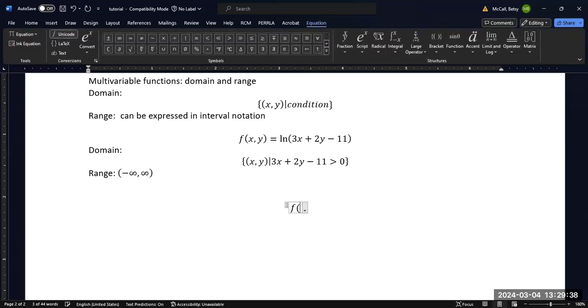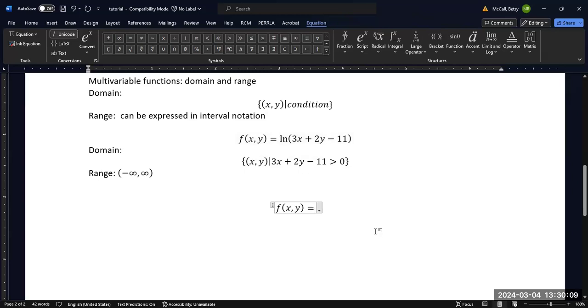So let's consider another example. And I should also note that similar procedures will work for 3 or 4 variable functions. The range will still be a single value, and the domain will have to be expressed in terms of this ordered pair or ordered triple or what have you, depending on how many variables there are, and whatever condition is necessary to make the log expression or the square root expression work.